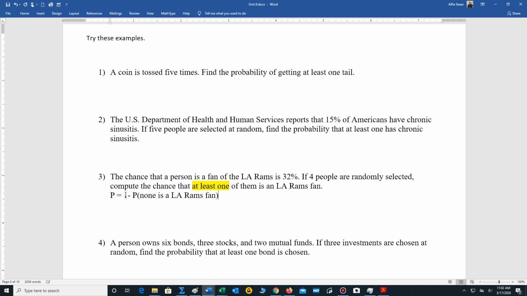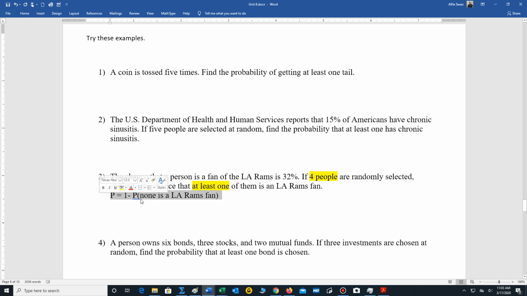So we want to calculate this probability. We're looking for the probability that at least one of these 4 people will be an LA Rams fan. To do that, we're using our formula: 1 minus the probability that none of them are LA Rams fans. Well, what's the chance that a person's not an LA Rams fan? The chance is 32%. So what's 100 minus 32%? That's 68%. So the chance that a person is not an LA Rams fan is 68%.